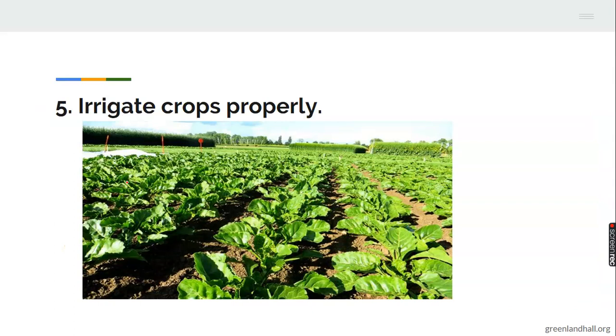Then another one is to irrigate crops properly. If you don't want pests and diseases on crops, and we don't want them, so we have to irrigate crops properly. Irrigate means you water them. You make sure that there is a way that they are all watered. You irrigate crops properly.